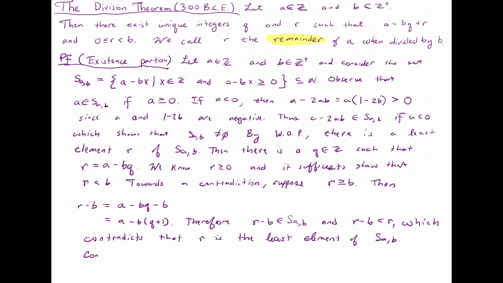Consequently, it follows that 0 is less than or equal to r, which is less than b, which shows the existence portion.